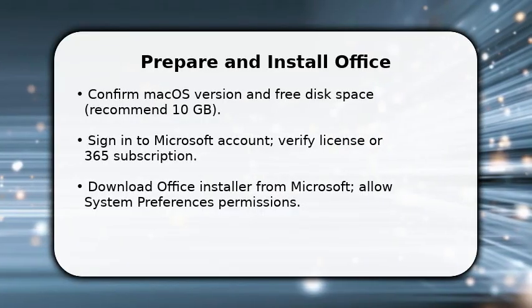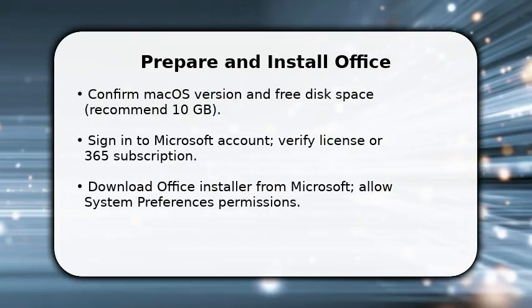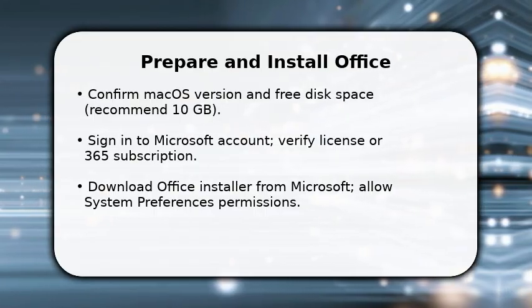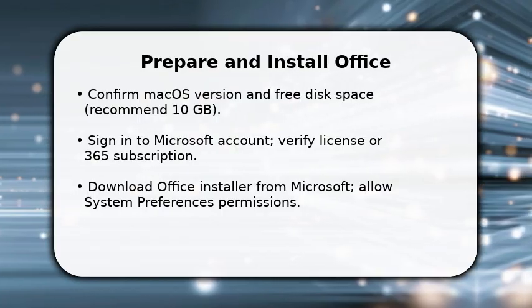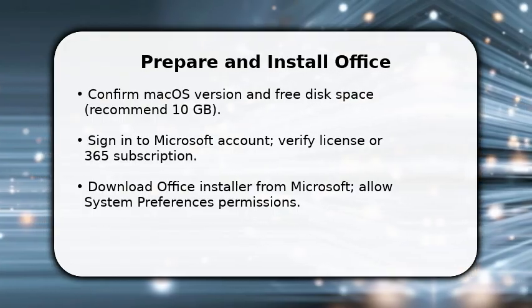You start by confirming Mac OS compatibility and freeing at least 10 GB so installs don't fail. Once done, sign into your Microsoft account to validate the Office 365 license because activation prevents feature limits. Then download the official installer and run it.